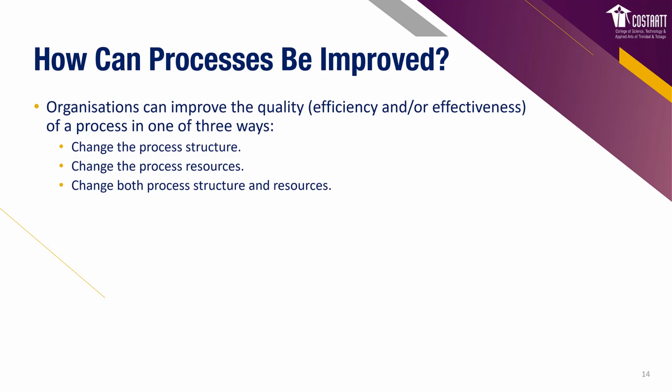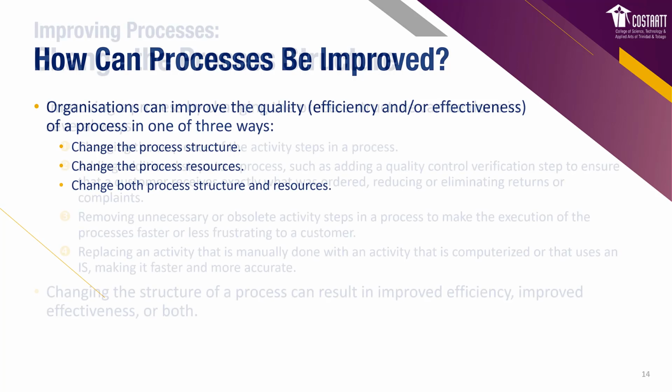So, how can processes be improved? Organizations can improve the quality, that is, the efficiency and/or the effectiveness of a process in one of 3 ways. 1, you can change the process structure. 2, you can change the process resources. Or 3, we can change both the structure and the resources. Let's get into each of those.